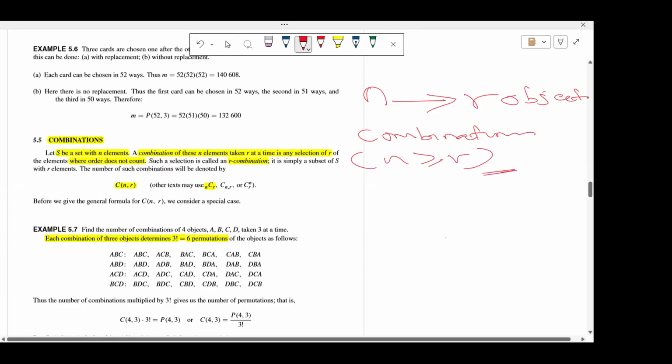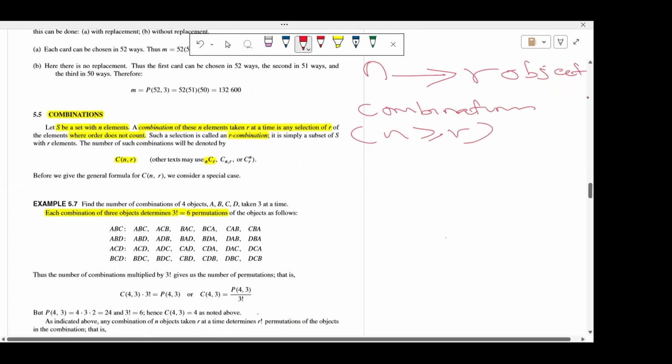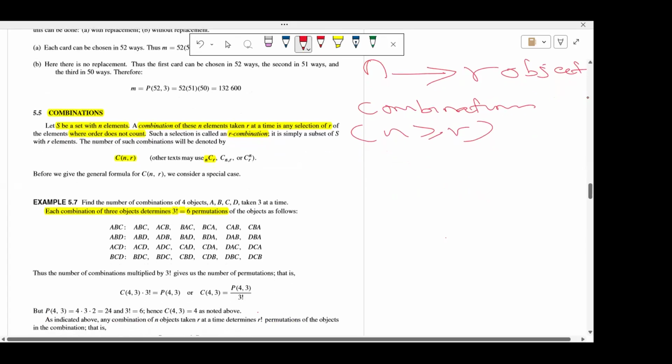Always we need to keep this way. We cannot say n less than r, right? If it is n less than r, we cannot apply this equation. Keep in mind, n greater than or equal to r, definitely we need to maintain. You have n number of objects, and by utilizing r objects, we need to create combinations.